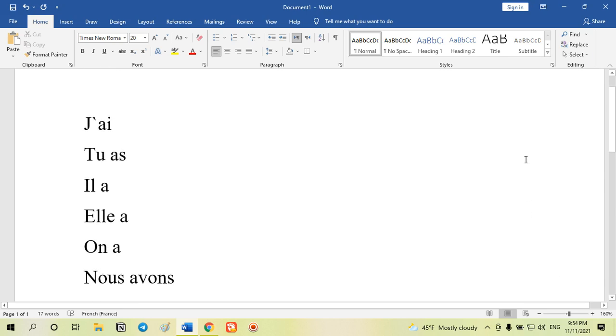This is the affirmative conjugation, and you know that je n'ai pas, tu n'as pas, il n'a pas, elle n'a pas, on n'a pas, nous n'avons pas, vous n'avez pas, ils n'ont pas, and elles n'ont pas. This is the negative form. I will not write them again because I told them before in the previous video.